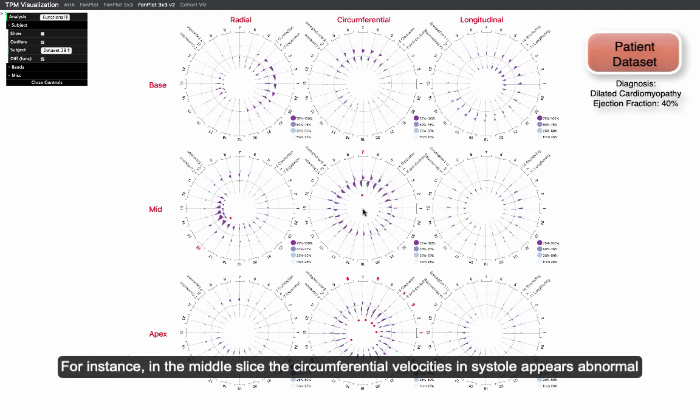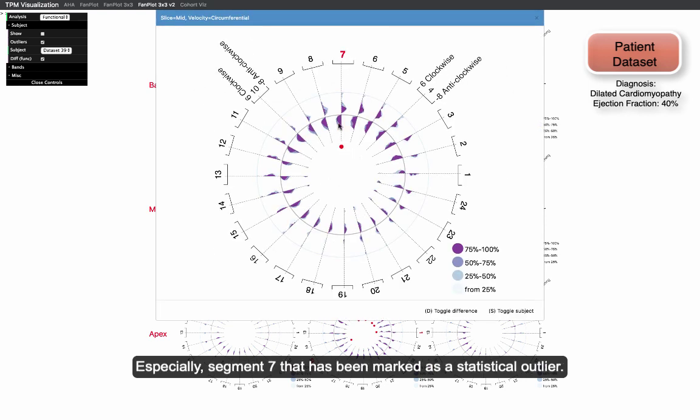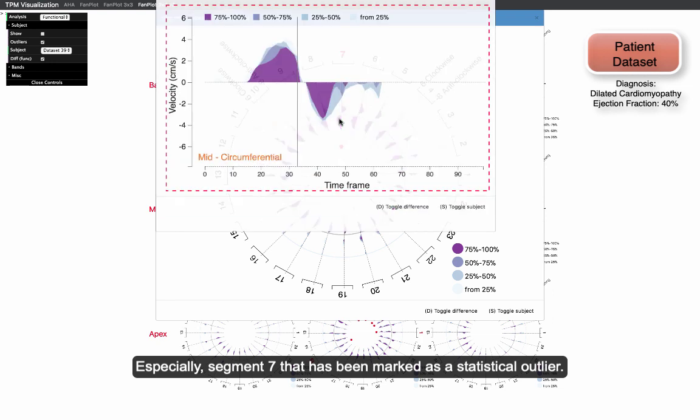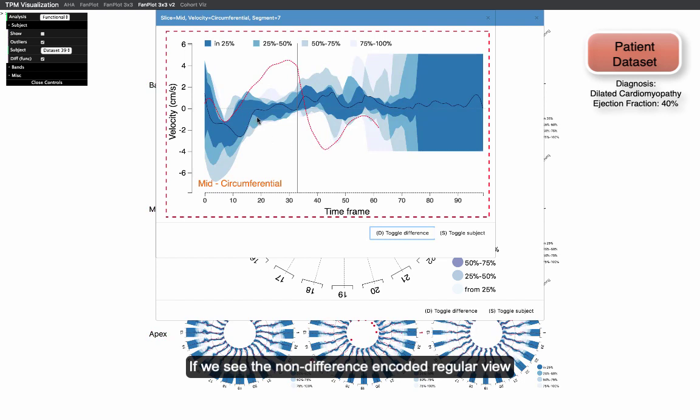For instance, in the middle slice, the circumferential velocities in the systole appear abnormal, especially segment 7 that has been marked as a statistical outlier. If we see the non-difference encoded regular view, we can observe that the patient timeline in the systole has a different pattern than all other healthy datasets.